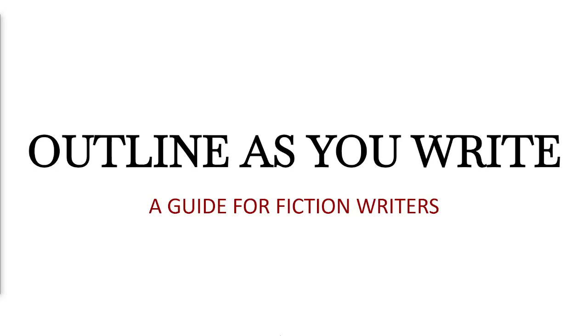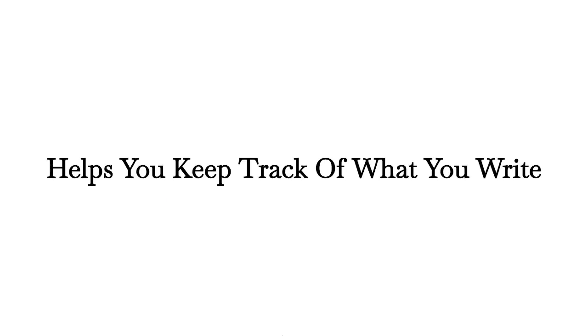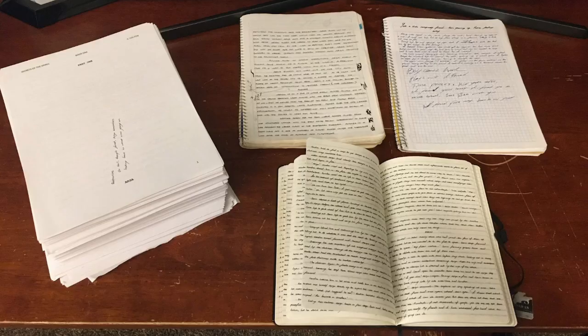Hello, in today's video I wanted to teach you a method for keeping track of your story called outlining as you write. Outlining as you go is a writing strategy introduced to me by Dean Wesley Smith in his book Writing into the Dark. Essentially what it does is it helps you keep track of what you write as you're writing. Anyone who's finished a book knows and is probably familiar with the problems of remembering everything that you write down.